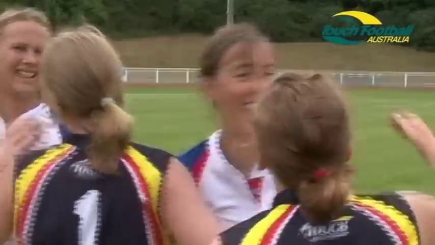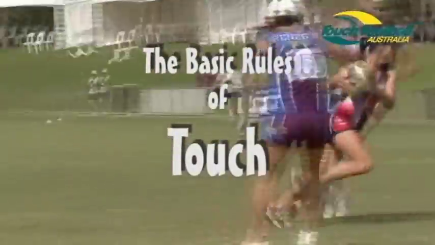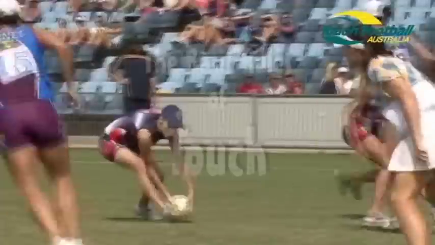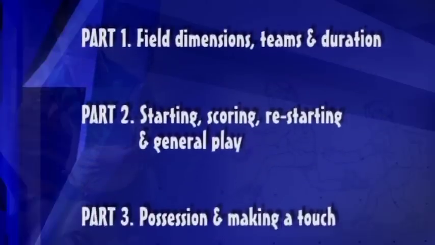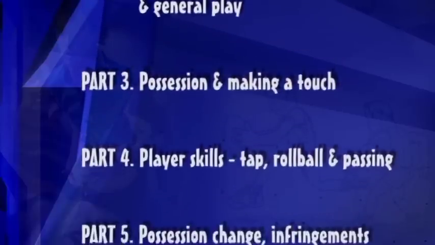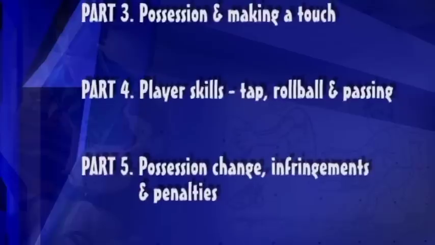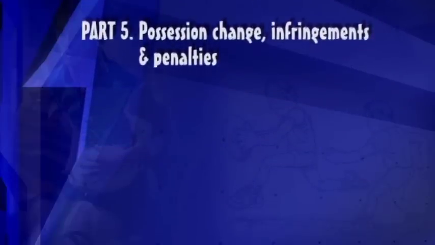To promote enjoyment and enhance skill development, all players should be encouraged to learn the basic rules of the game. This resource is designed for children and for beginners and is divided into 5 segments covering the following areas: field dimensions, teams and duration, starting, scoring, restarting and general play, possession and making a touch, player skills, the tap, roll ball and passing, possession change, infringements and penalties.